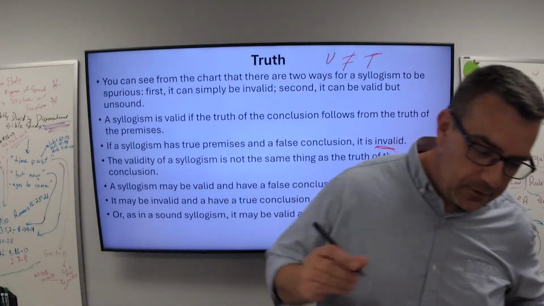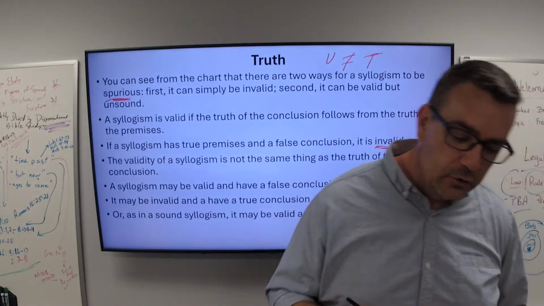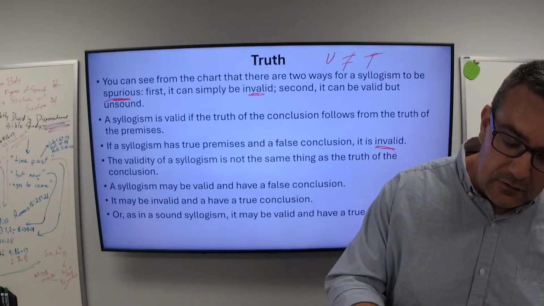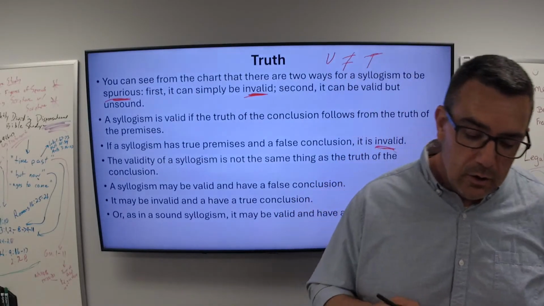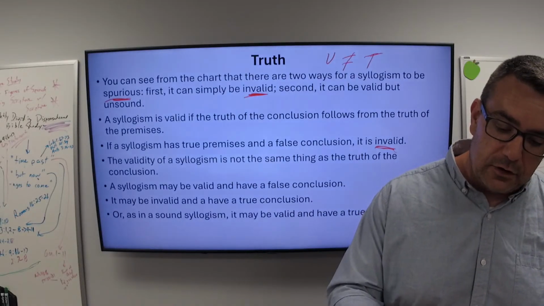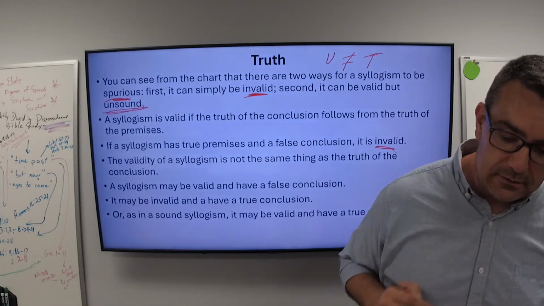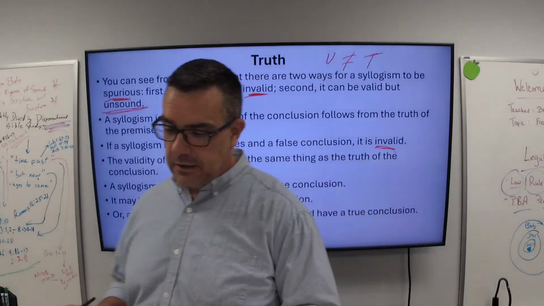So in terms of something being spurious or false, there are two ways. The first is that it's invalid. If it's invalid, do you even have to look at truth? No. The second then is you consider truth to determine whether or not it is sound or not. Okay? Any questions?